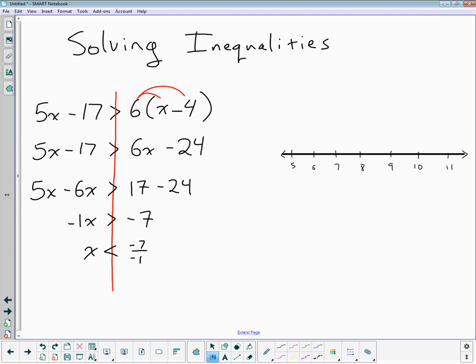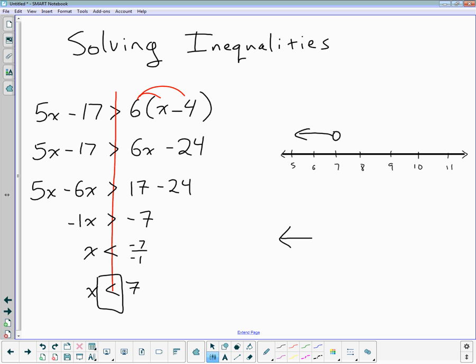And what's -7 divided by -1? Plain old 7. X is less than 7. Now, for your symbols, if you do the math the way we've always talked about, where variables are on the left-hand side, then that symbol will look like your graph. We're going to start at 7. And if we look at the less than symbol, that's what my graph is going to look like.